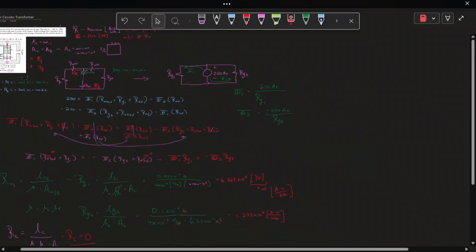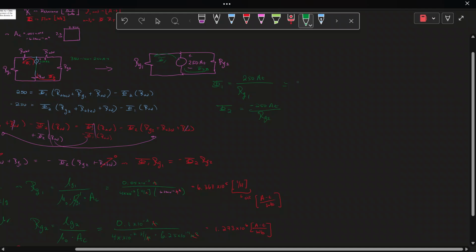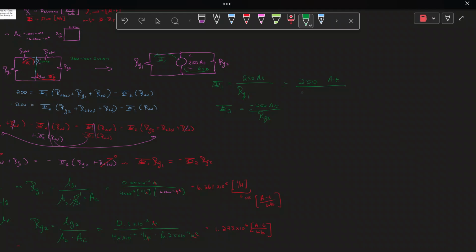So what we can do now is plug in our numbers: 250 amp turns divided by 6.367 times 10 to the fifth. What is this? Amp turns per Weber. And this is going to be 250 minus 250 amp turns divided by 1.273 times 10 to the sixth amp turns per Weber. In units, amp turns cancels, Webers comes to the top. So we have a flux in Webers, the units work out, it's perfect.